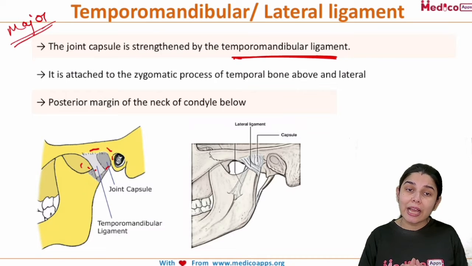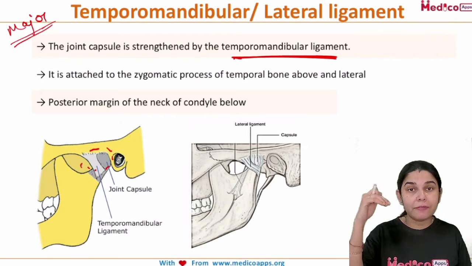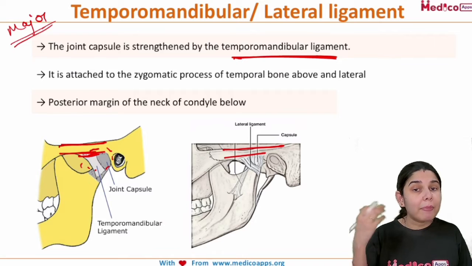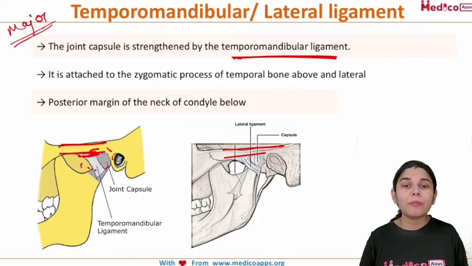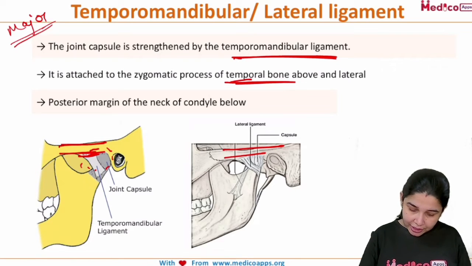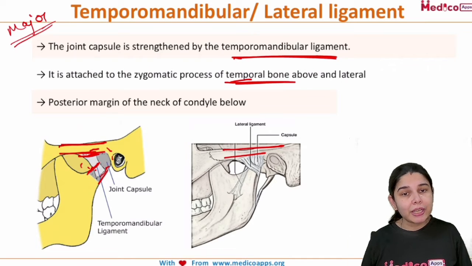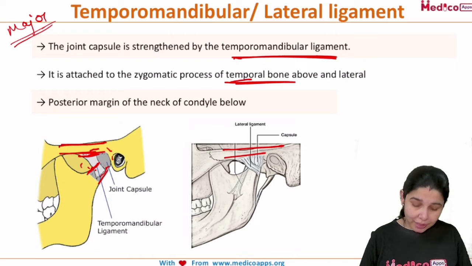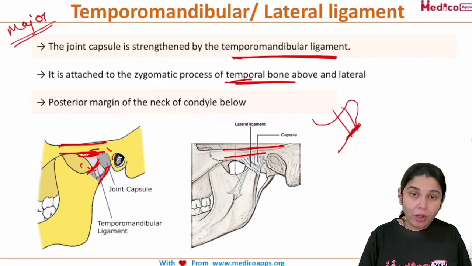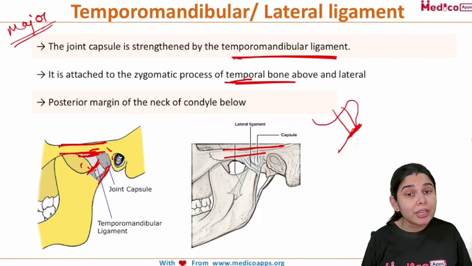Now where it is attached: superiorly and laterally, it is attached to the zygomatic process. So this is your zygomatic process of the temporal bone. Whereas inferiorly or posteriorly, this is the condyle of the mandible. Posteriorly it is attached to the margins of the neck of the condyle. As you know, this is the neck of the condyle, so the margins of the neck are where it is attached.